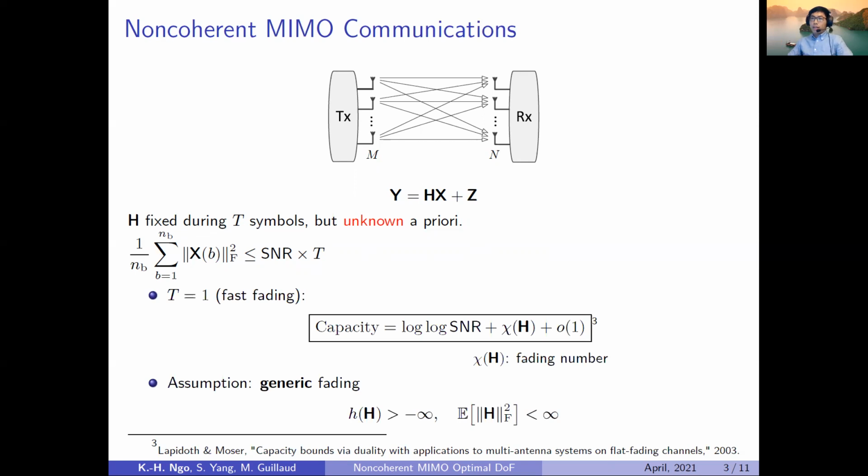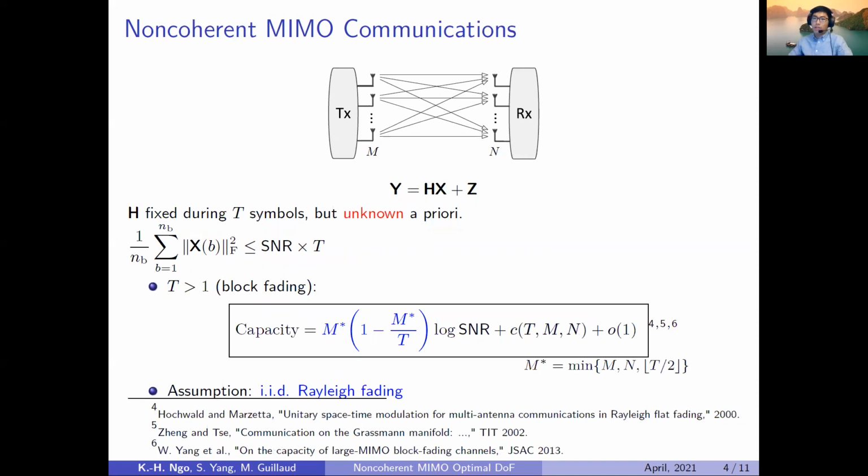Now, if the coherence time is 1, that is, the channel changes every symbol, then we have fast fading, and it was shown that the capacity of this fast fading channel scales as the double logarithm of the SNR plus a constant, which is called the fading number, and a vanishing term. So in this case the optimal degrees of freedom of the channel is 0. The main assumption regarding the channel is that the channel matrix has finite entropy and finite second moment. This is referred to as a generic fading setting.